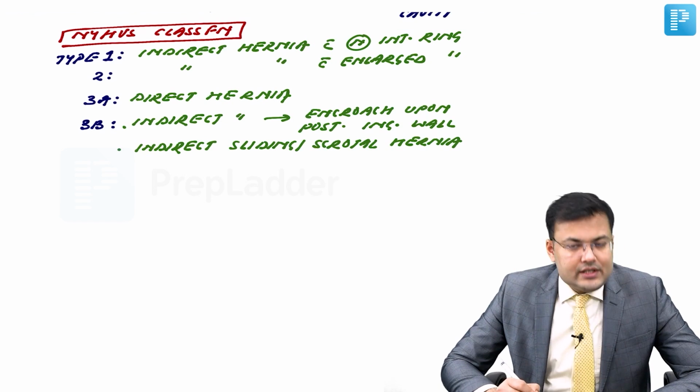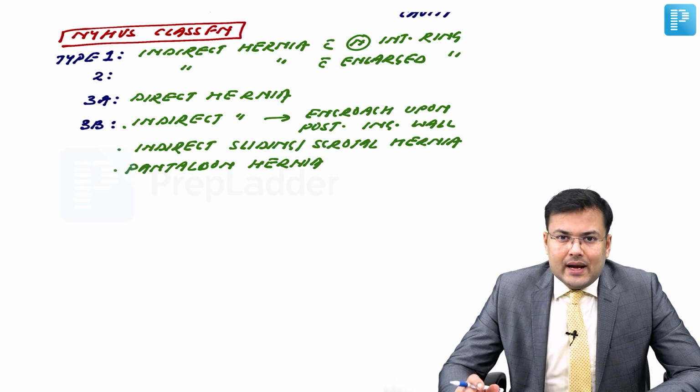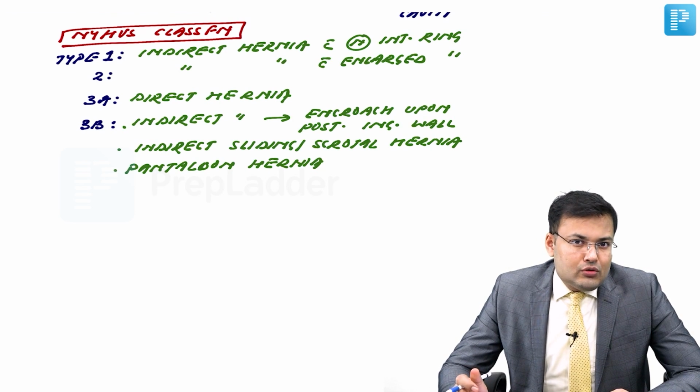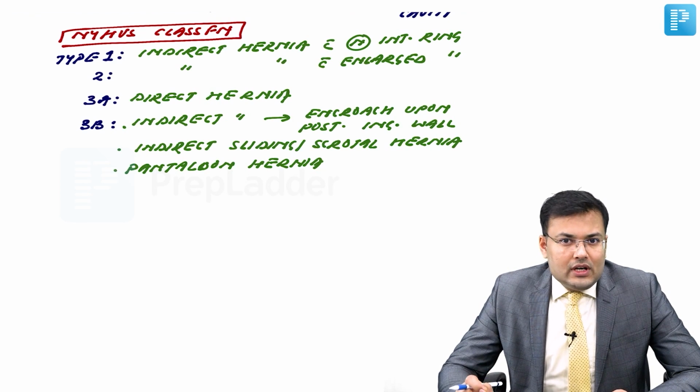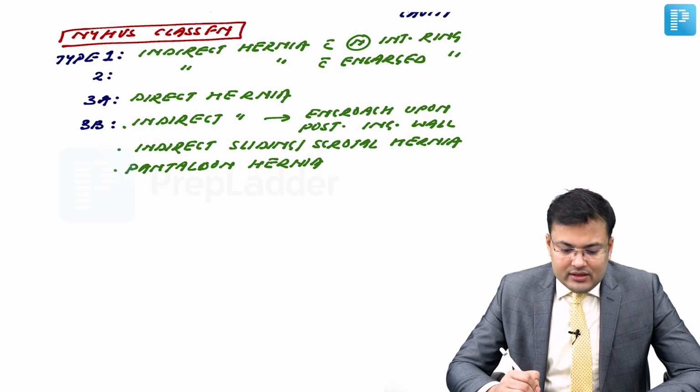And the third type which is included, that is pantaloon hernia. What is pantaloon hernia? Pantaloon hernia is also known as combined hernia, in which there is simultaneous presence of both direct as well as indirect hernia. This is also known as saddlebag hernia, dual hernia, Romberg hernia. So pantaloon hernia, all these are included in 3B.